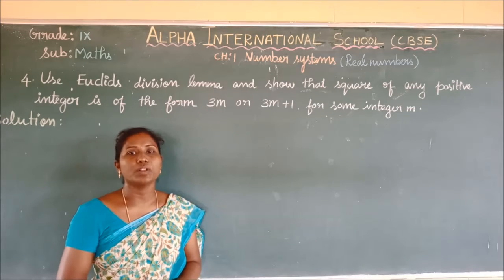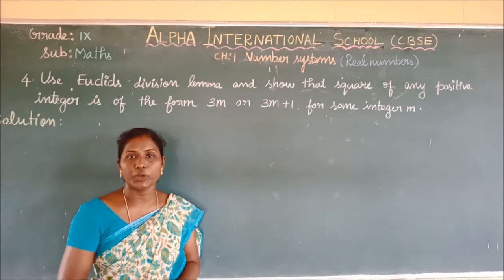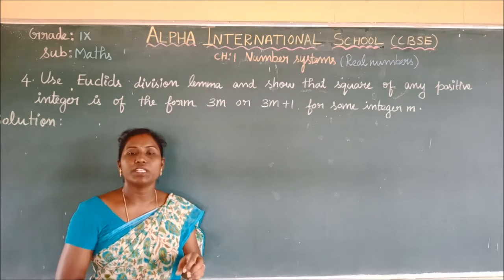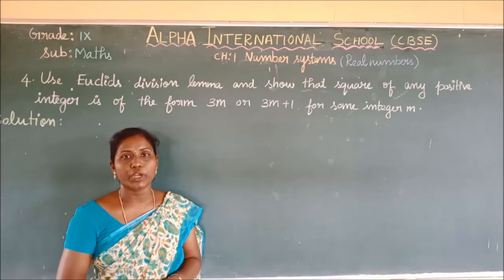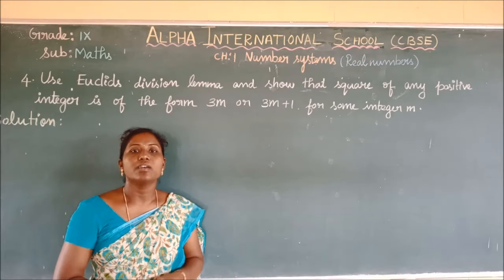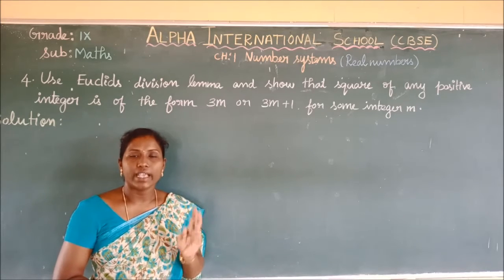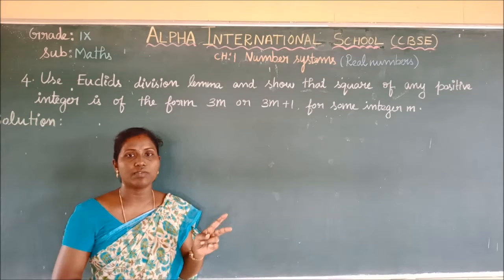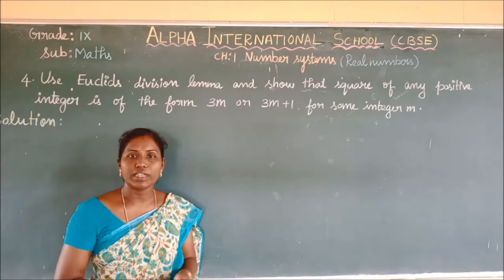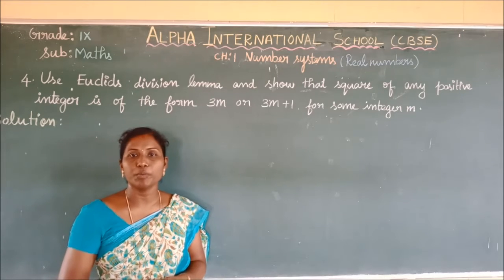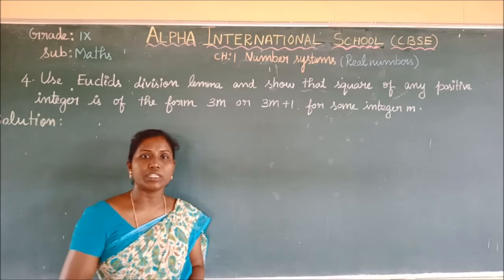Today we are going to solve the problems in exercise 1.1. We have already started exercise 1.1 and solved a few problems based on Euclid's division algorithm. We have found the HCF of two positive integers using Euclid's division algorithm. In this section, we are going to start with problem number 4. Let us see the question first.